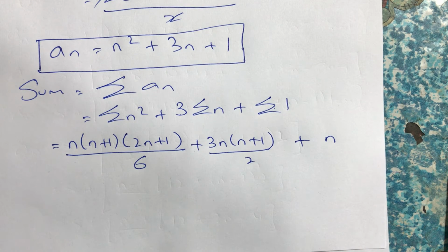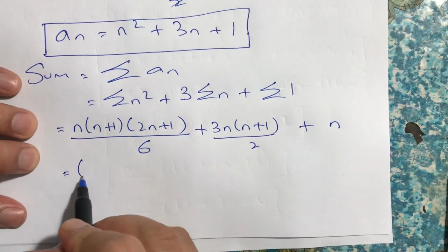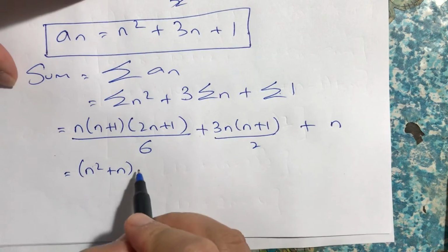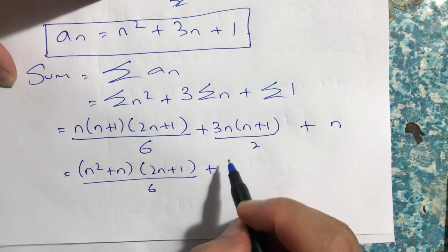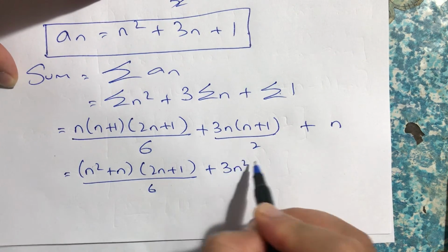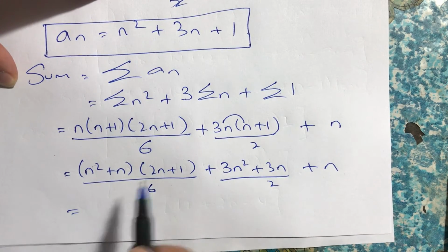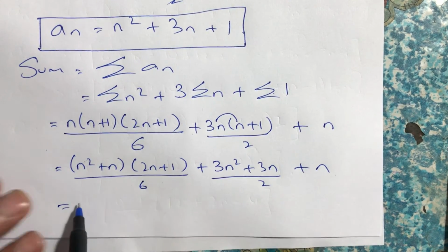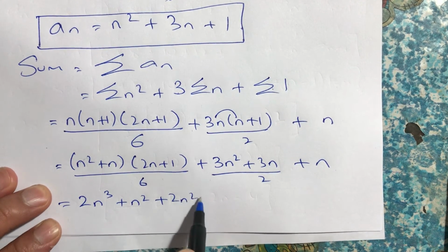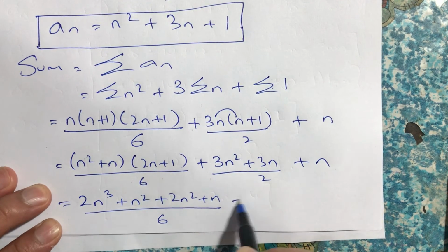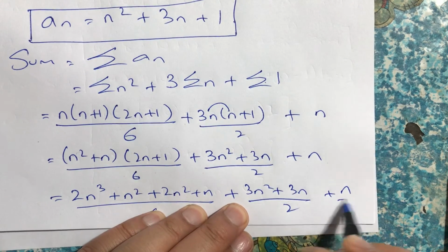Now the next thing we'll have to do is check what I get when I open the bracket. What do I get over here? We get first two is N squared plus N, we get a 2N plus 1 divided by a 6, plus we get 3N square, this into this, and then plus 3N divided by 2 plus an N. When I open the bracket of this one, what do we get? We get 2N cubed plus N square plus 2N square plus N divided by a 6 plus 3N square plus 3N divided by 2 plus N, and if there's nothing we put a 1.